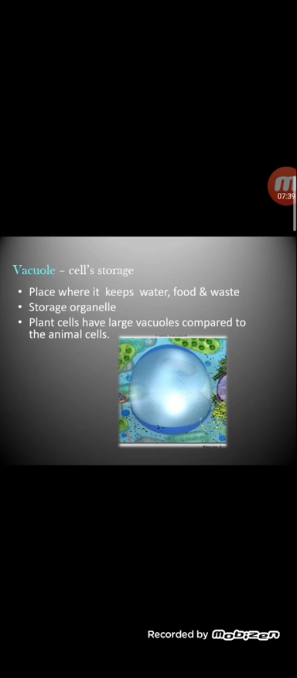Next one is vacuole. It is called the cell storage. It is a place where the cell keeps its water, food, waste materials, etc. So hence it is called the storage organelle of the cell. The plants have a large vacuole at the center, almost near to the nucleus, whereas in animals it is comparatively small.